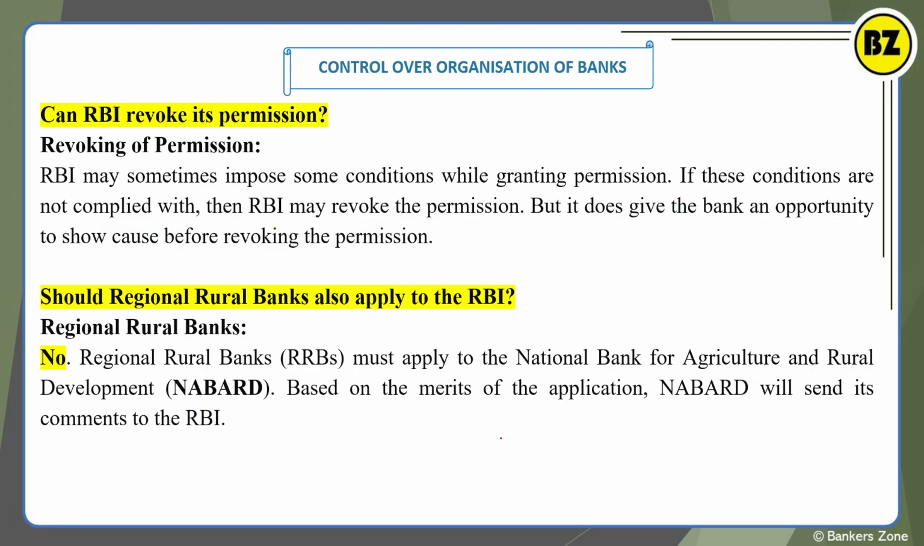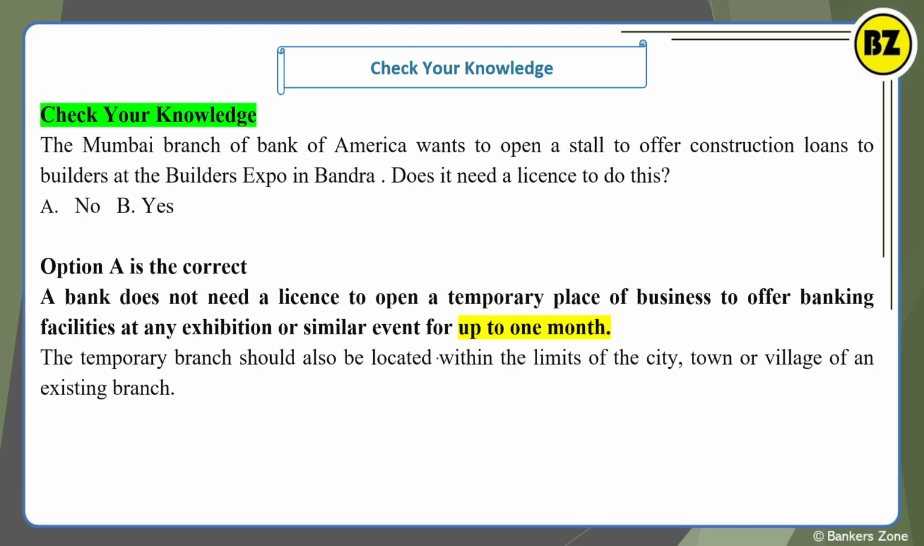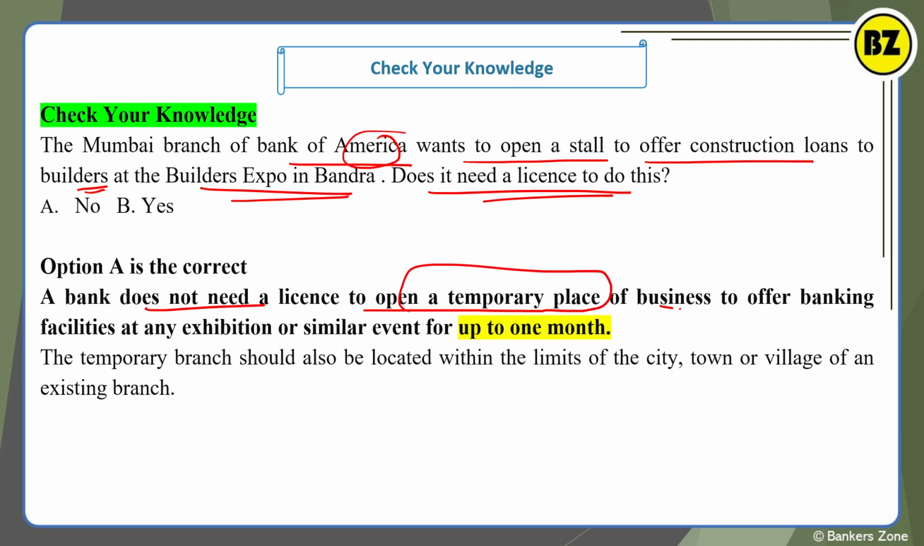Now see, some basic question, an interesting question. The Mumbai branch of Bank of America wants to open a stall to offer construction loans to builders at the Builders Expo in Bandra. Bandra is part of Mumbai, and there in Mumbai there is one Bank of America. They want to set up the stall in Bandra. Does it need a license to do this? The answer is no. A bank does not need a license to open a temporary place of business to offer banking facility at any exhibition or similar event up to 1 month.